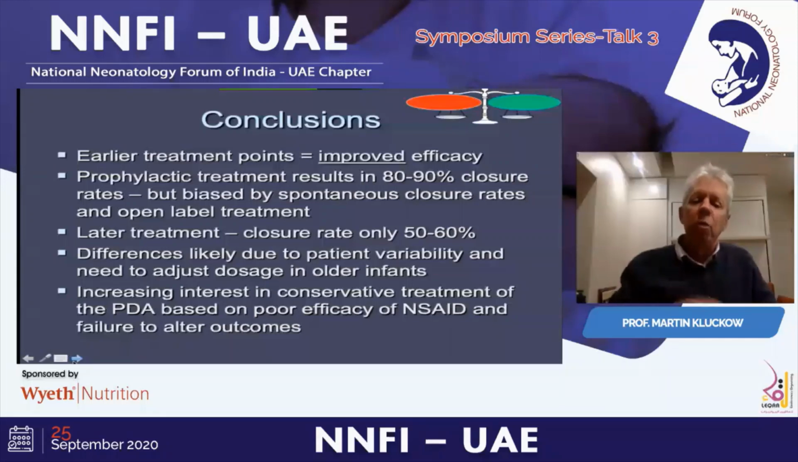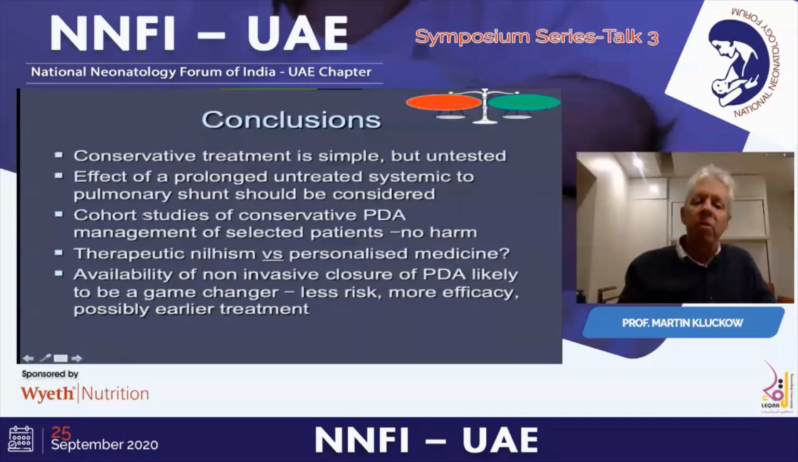So we need to know more about pharmacokinetics and pharmacodynamics of our PDA drugs. There's an increasing interest in conservative or supportive therapy alone of the PDA because of poor efficacy of the non-steroidals and the failure, or the perceived failure, to alter outcomes. And I think that very often it is a perceived failure because we don't look at the limitations of our meta-analysis.